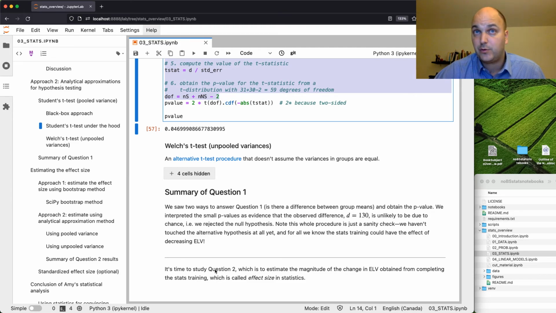Next video, we'll actually address the useful question: how big is the difference between them? Now that we know that there is a difference, we can ask the real question, how big is the difference? In other words, effect size. See you in a few minutes.